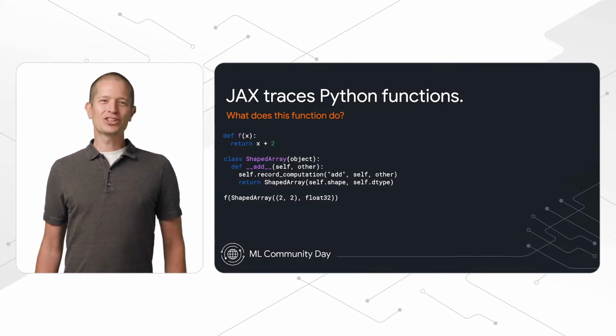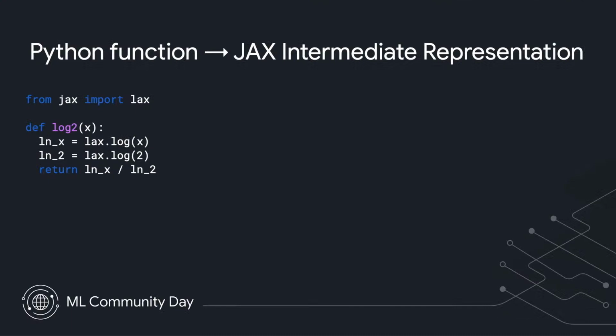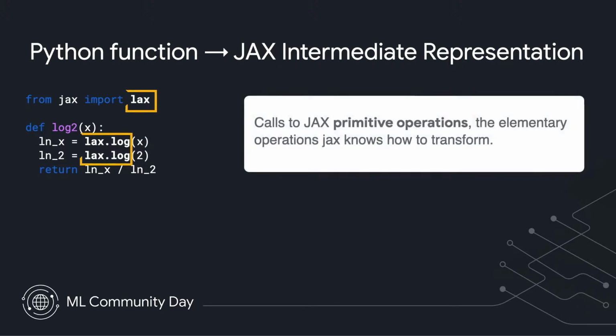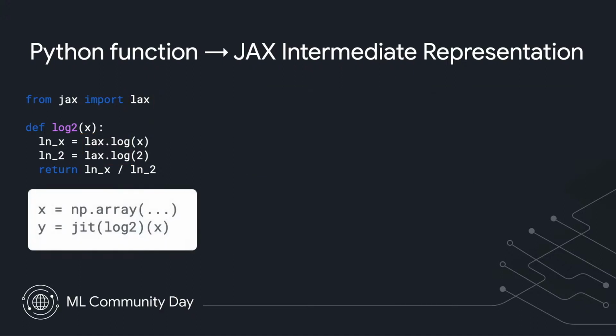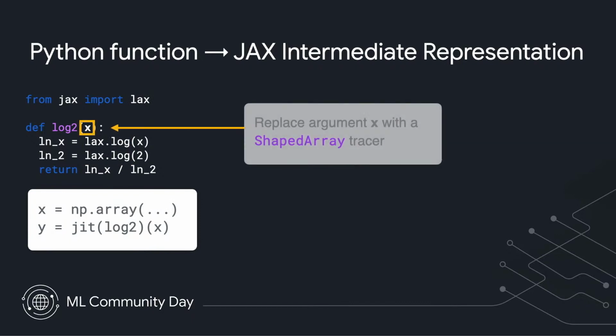So how does this work? Let's say you have a function like this that computes the base 2 log of a number x. How does JAX trace this and understand what's going on? Well, the first thing is all of JAX operations are based on operations in lax, which is this set of primitive operations that mirrors XLA. And now when we want to compute the log base 2 of some array, the first thing we do is put in a shaped array value in place of this x.